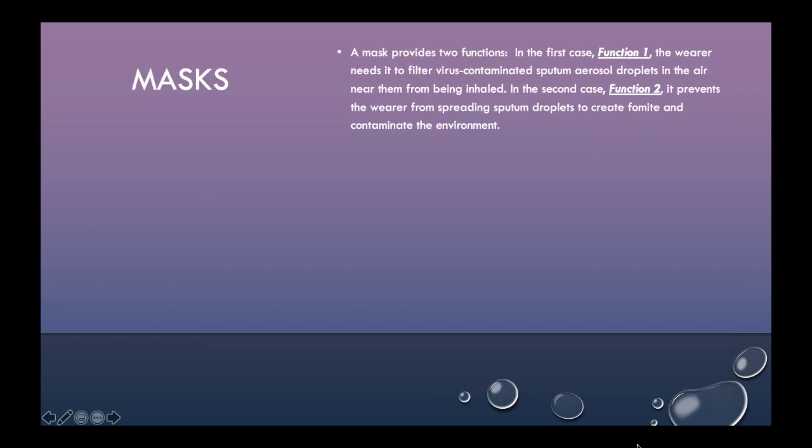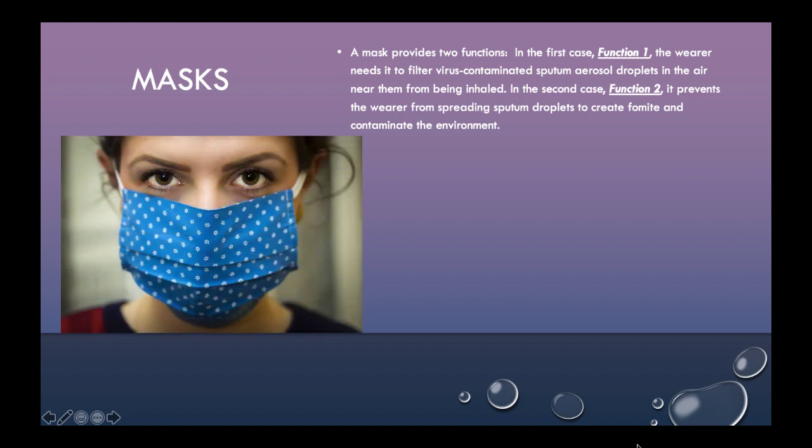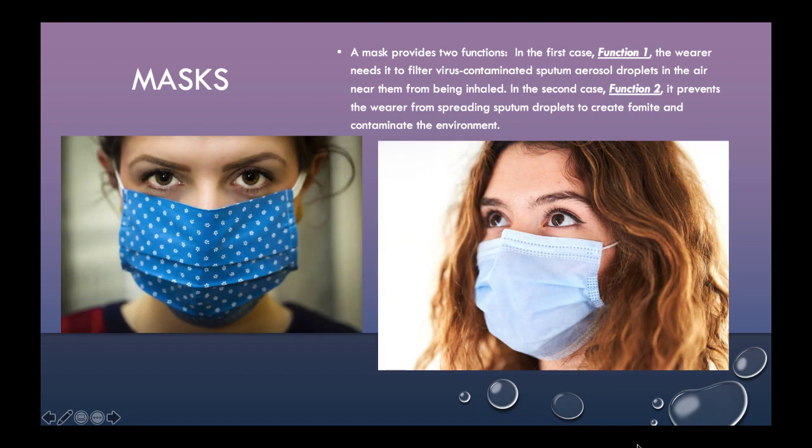A mask provides two functions. In the first case, function 1 I'll call it, the wearer needs it to filter virus-contaminated sputum aerosol droplets in the air near them from being inhaled. In the second case, function 2, it prevents the wearer from spreading sputum droplets to create fomite and contaminate the environment.